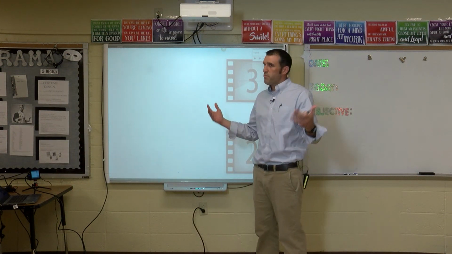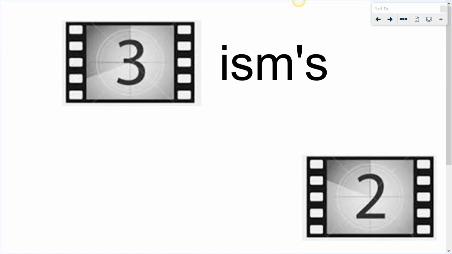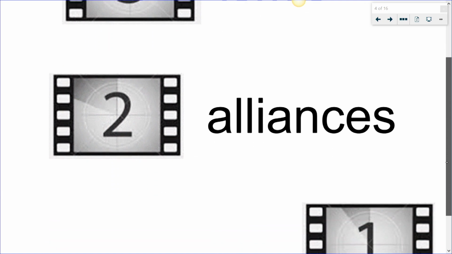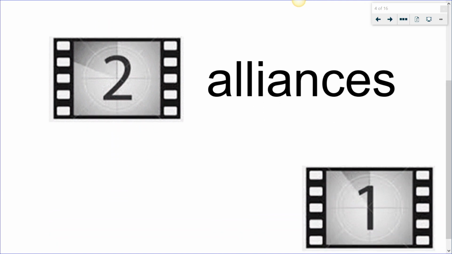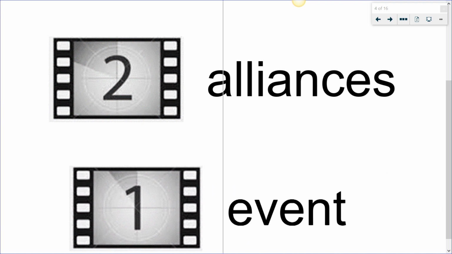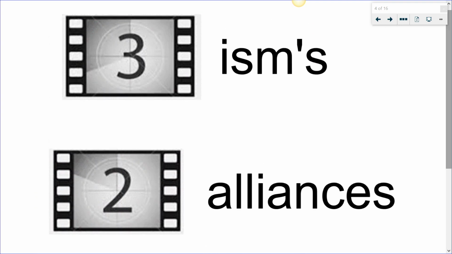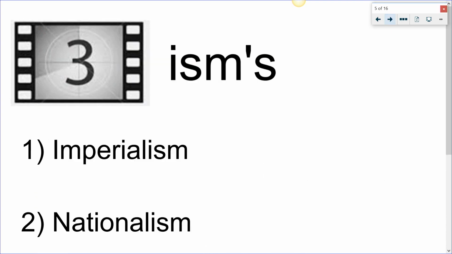Coming back. Apologize, technical difficulties. So we got the causes, 3 isms, 2 alliances. These are bonds between countries where they get on the same side, and then 1 event. We'll look at these 2 next time, but our focus today will be on these 3 isms.